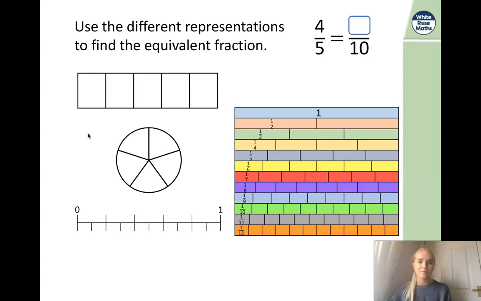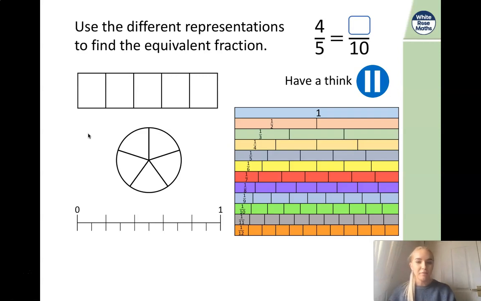I know it's going to be something over 10, but I would like you now to have a practice at using each of the different representations to find the equivalent fraction. So can you pause the video now and have a think how you would use the fraction wall, the number line and the bar model to work this out, please? Off you go.